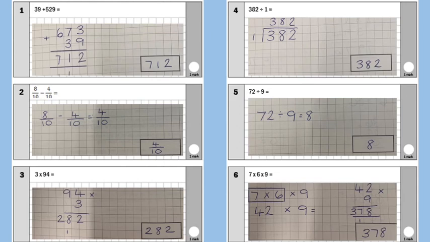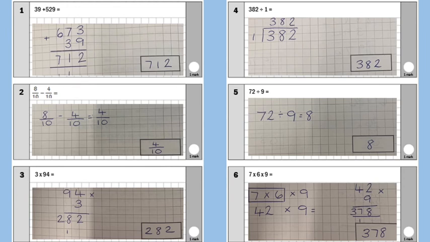The next question is a relatively easy multiplication. It's only a 2-digit by 1-digit. You could do this in a number of different ways. So here I've used the multiplication grid method. You could do partitioning, however you feel that this is quick and easy to do. Again, it's not a particularly hard question.